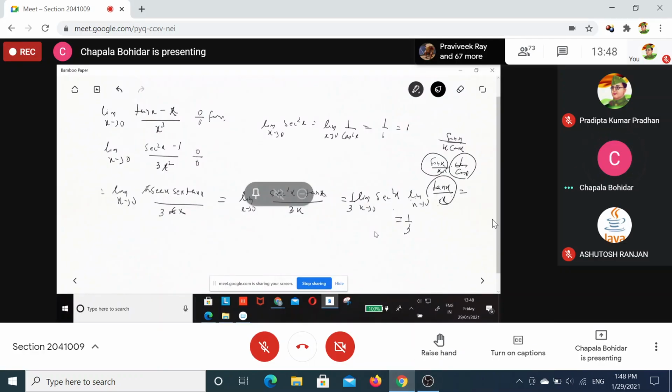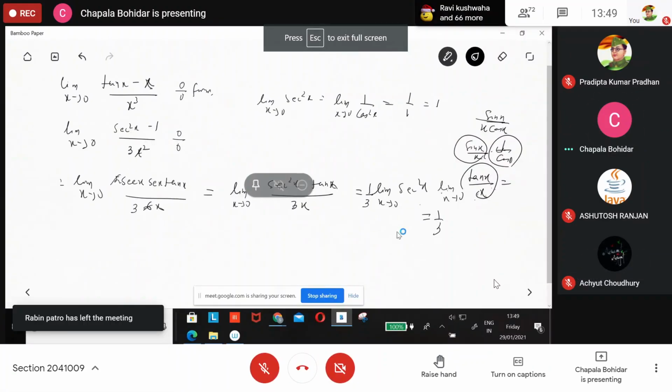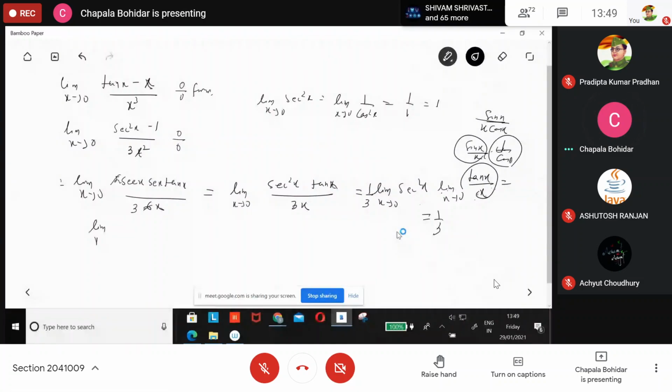Okay? Now, solve, calculate the limit as x tends to infinity of e to the power x by x square. Which form? Infinity by infinity. So apply L'Hospital rule.